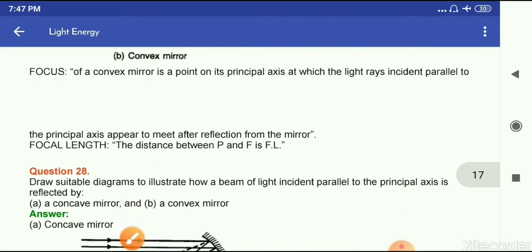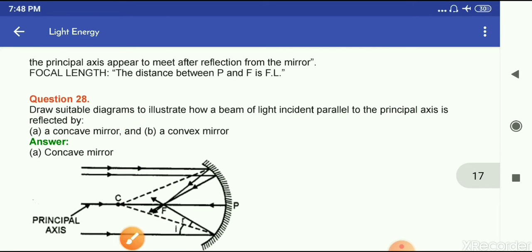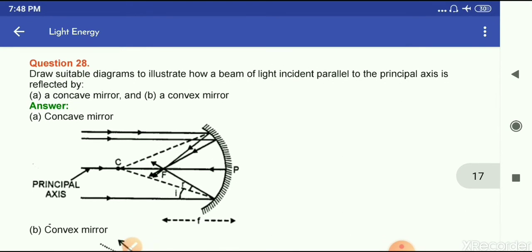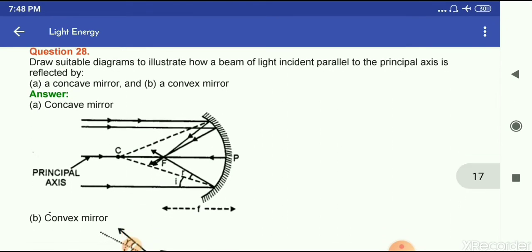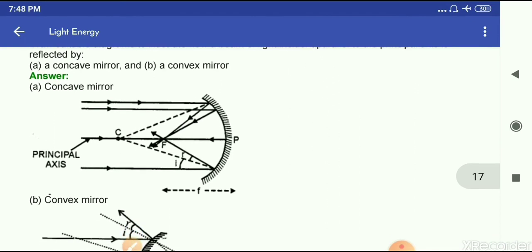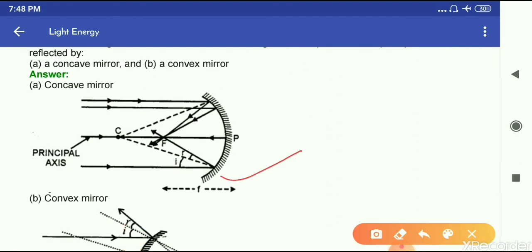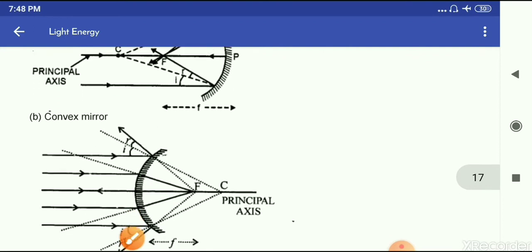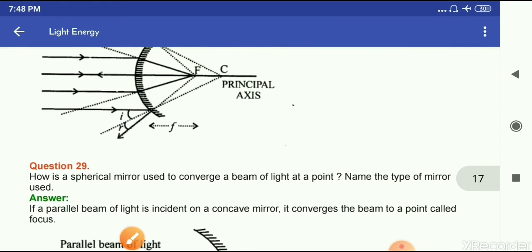Now question number 28. Draw suitable diagrams to illustrate how a beam of light incident parallel to the principal axis is reflected by a concave mirror and a convex mirror. So this is a diagram for concave mirror and this is a diagram for convex mirror. This you have to draw in your notebook.